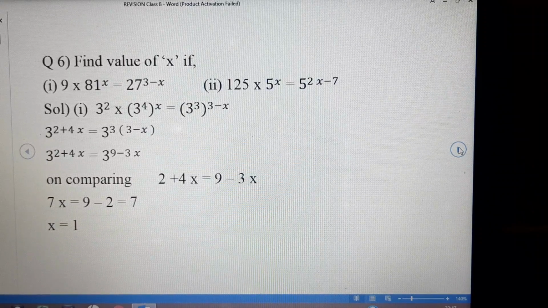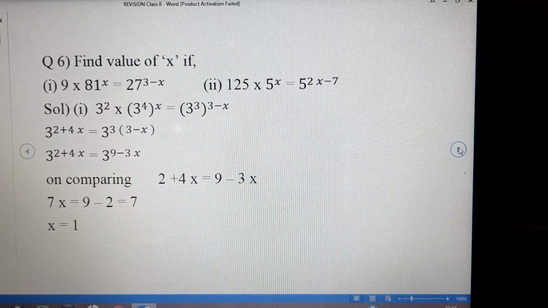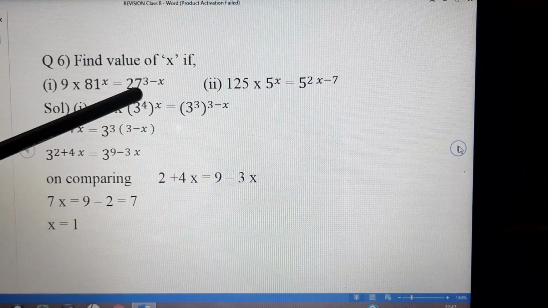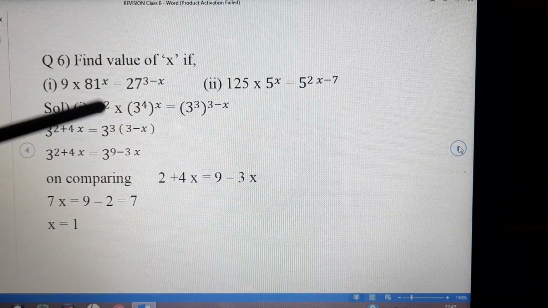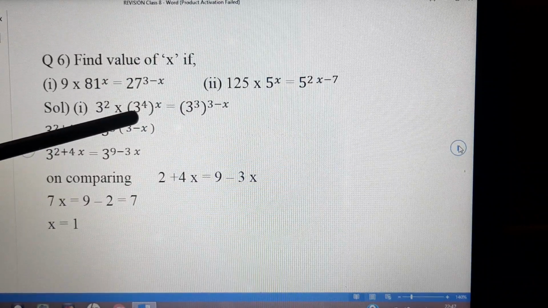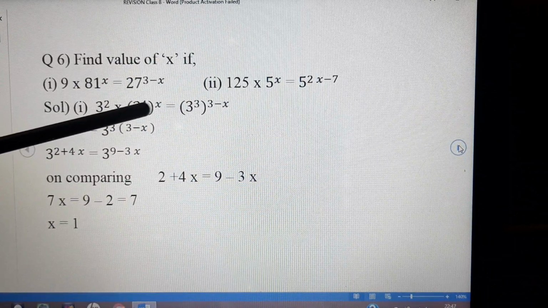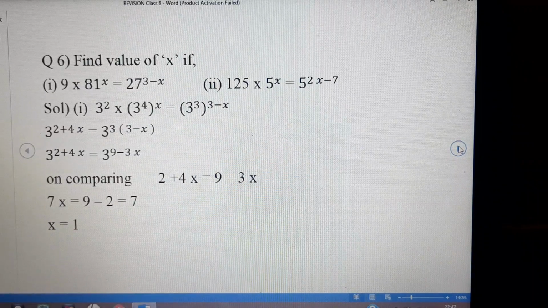Question number 6, which is the last question for this revision class. It is, find out the value of x if 9 into 81 to the power x is equal to 27 to the power 3 minus x. 9 can be written as 3 square. 81 can be written as 3 to the power 4. If we power to the power, it becomes 3 to the power 4x.